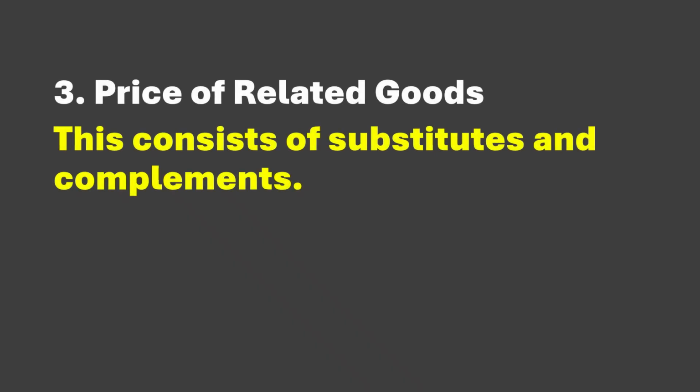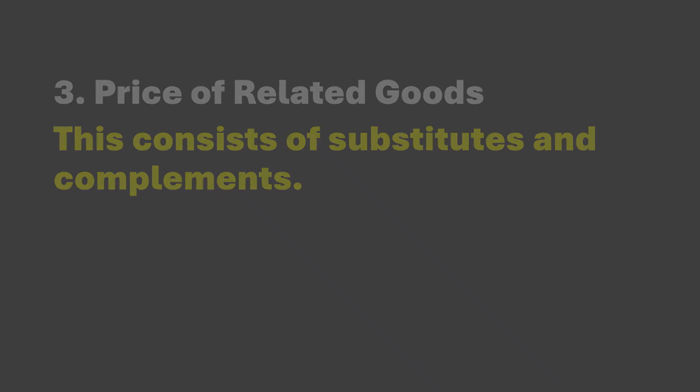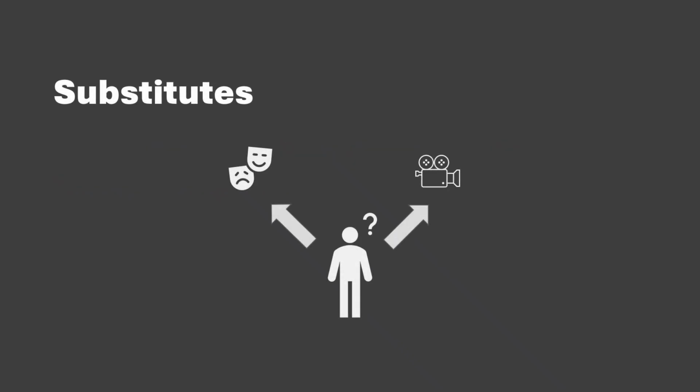The third shifter is the price of related goods. This refers to how changes in the price of one product affect the demand for another. These related goods can either be substitutes or complements, and both affect demand in different ways. Let's start with substitute goods. These are products that can replace each other. If the price of going to the theater increases, people might switch to the cinema instead. So, a rise in the price of theater tickets could lead to an increase in demand for cinema tickets.